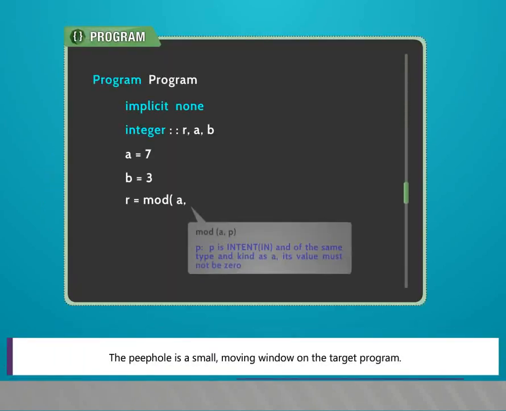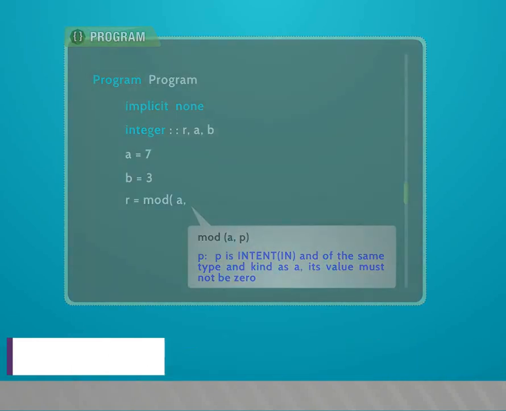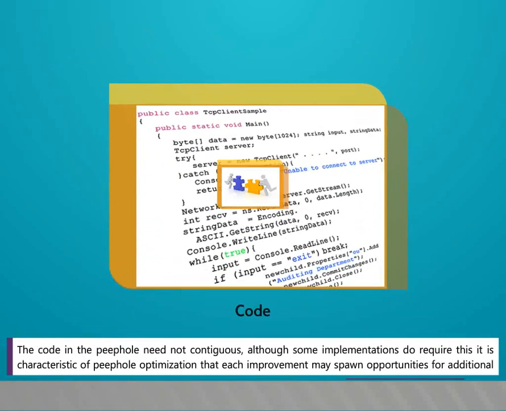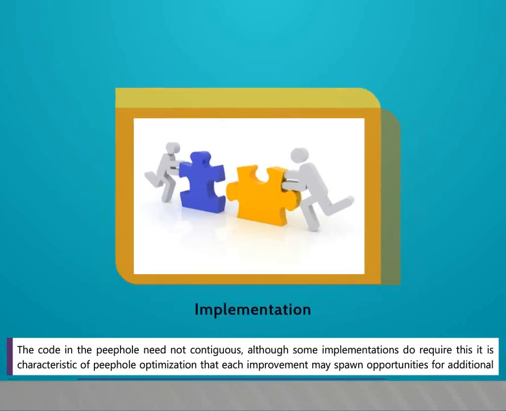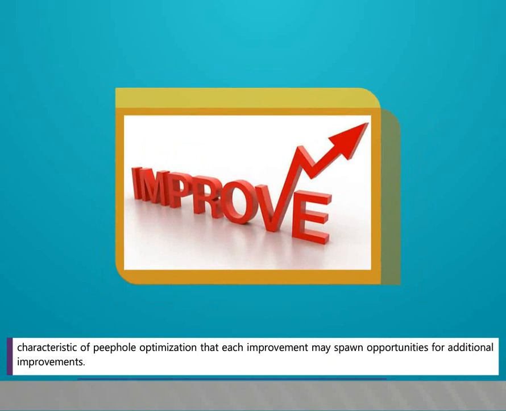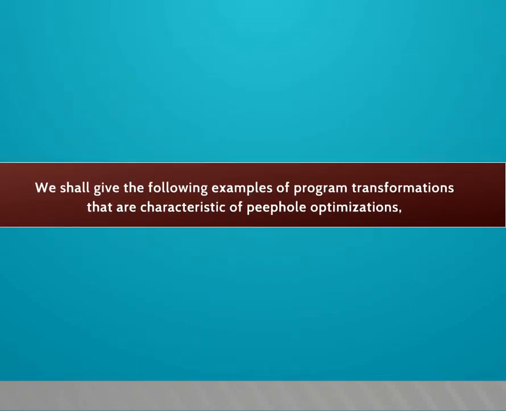The peephole is a small, moving window on the target program. The code in the peephole need not be contiguous, although some implementations do require this. It is characteristic of peephole optimization that each improvement may spawn opportunities for additional improvements. We shall give the following examples of program transformations that are characteristic of peephole optimizations.